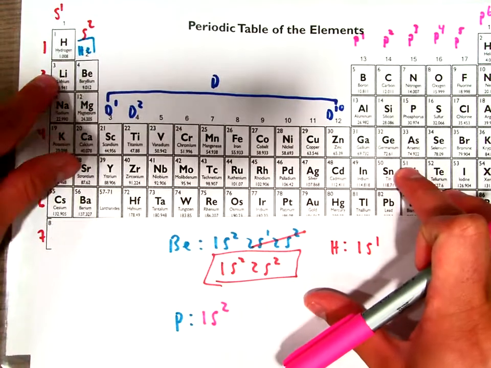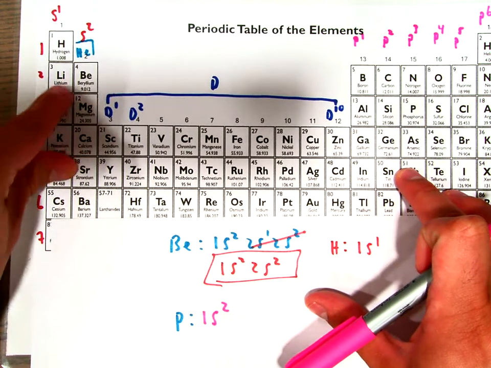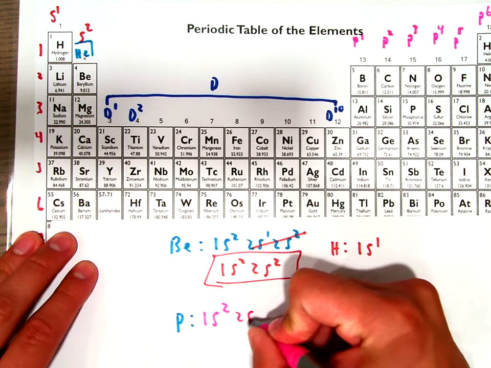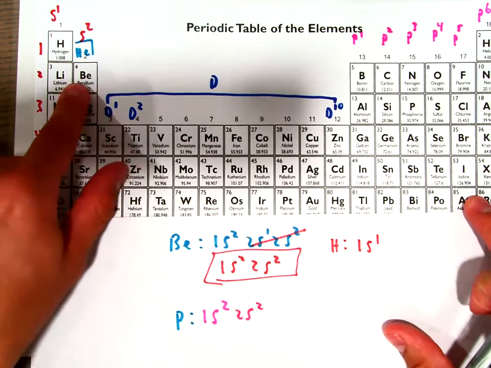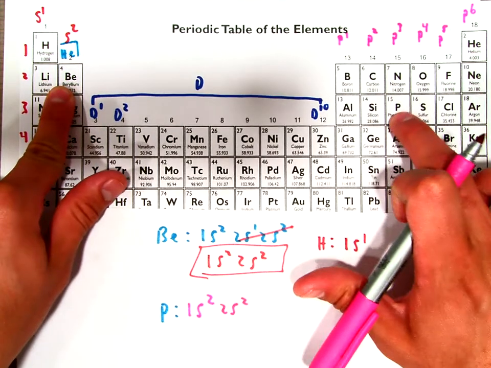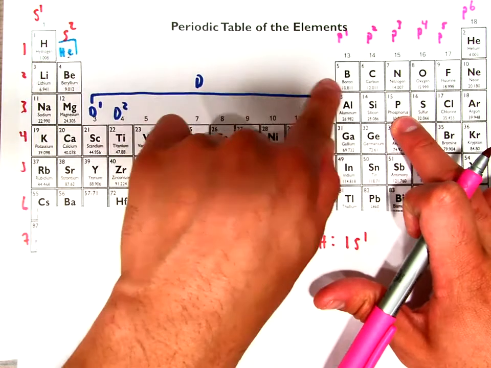Now, my 2s1 and my 2s2 are filled up. They're filled up with electrons already. 2s2. Okay. Now that brings me to my next one. So I'm trying to get all the way to 15. That brings me to here, right?